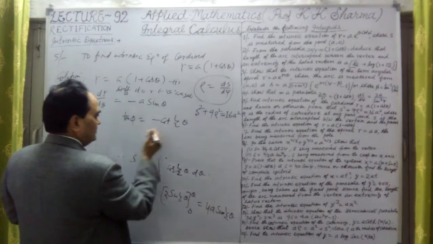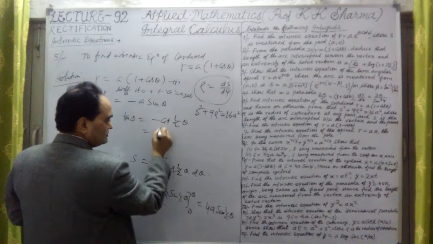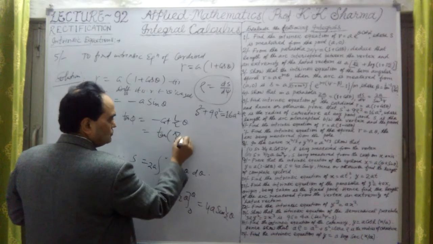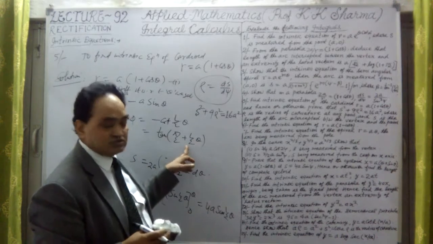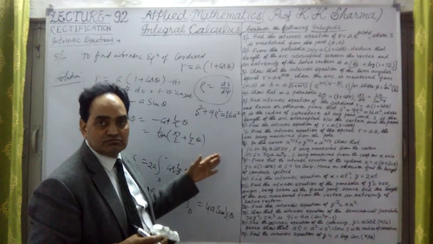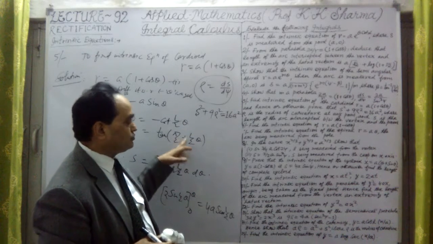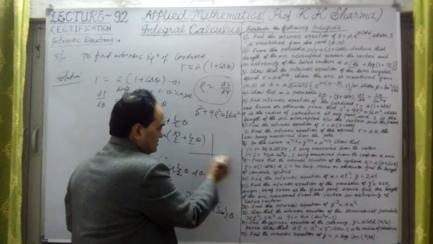So let me take this as cot of... Now it can be written as tan of (pi by 2 plus half theta). Try to understand why: in the second quadrant tan is negative, only sin and cosec are positive, others are negative. So this is pi by 2 plus theta, meaning second quadrant, after the first quadrant.